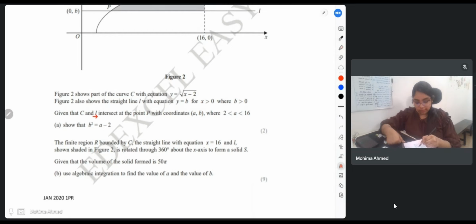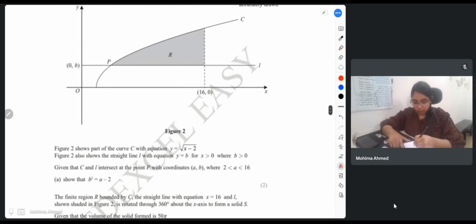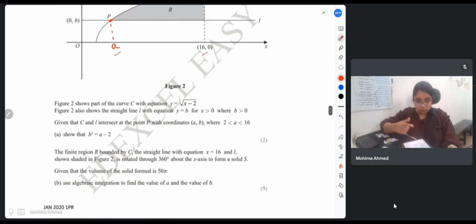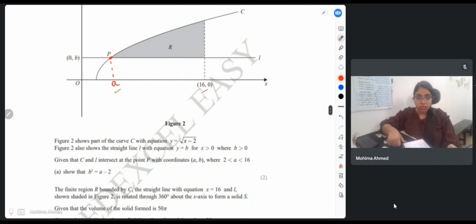And it is also stated that given that C and line intersect at the point P with coordinates A and B, where A should range from 2 to 16, we need to show that the value for B square can be written like this also. Now this is the point P, right? You can clearly understand the y coordinate would be B and the x coordinate over here is going to be A. So we can write in this section as A. Also, the area that was shaded in this section, whose volume we would have to calculate, is also in between the range of A and 16. We can clearly understand. So let's first find out this expression of B.